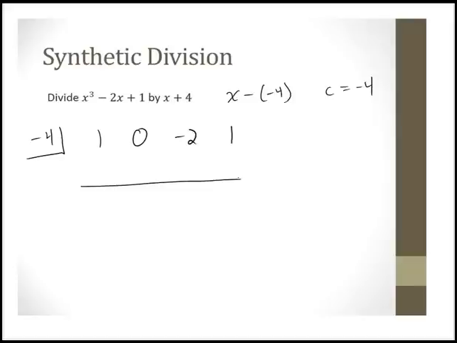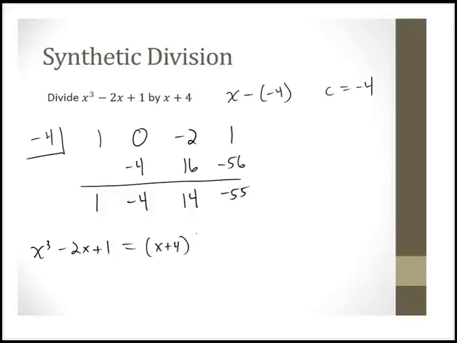Leave some space, draw your line, start the process. 1, bring down the 1, multiply. 1 times negative 4 is negative 4. Add, that's negative 4. Multiply, 16, add, 14. Multiply, negative 56, add, negative 55. So x cubed minus 2x plus 1 is the same as the divisor, x plus 4, times the quotient, x squared minus 4x plus 14, plus the remainder, minus 55.